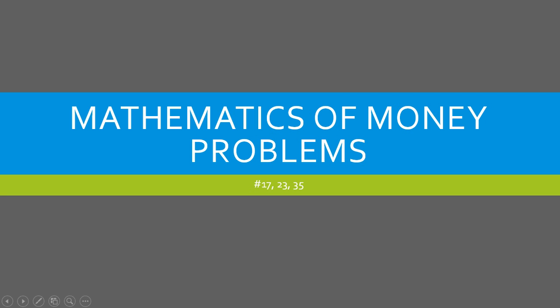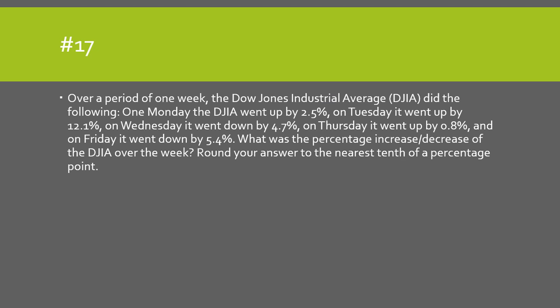Alright, so this video is going to go over 3 separate problems that we will discuss. The first one, number 17, is over a period of 1 week, the Dow Jones Industrial Average, or the Dow Jones, which is what I'm going to say for the rest of the time, did the following.